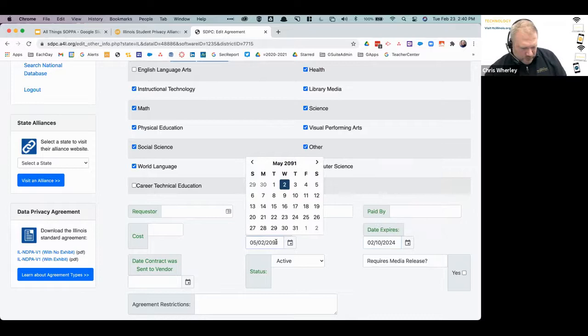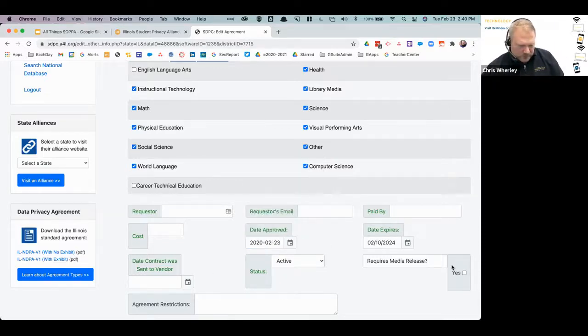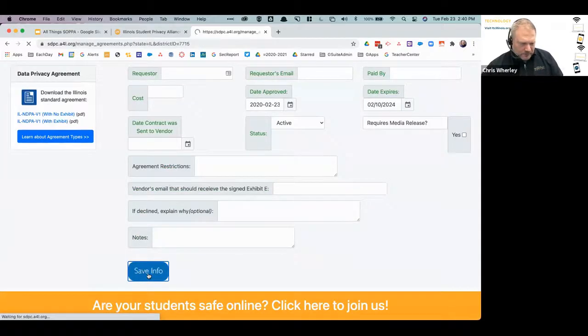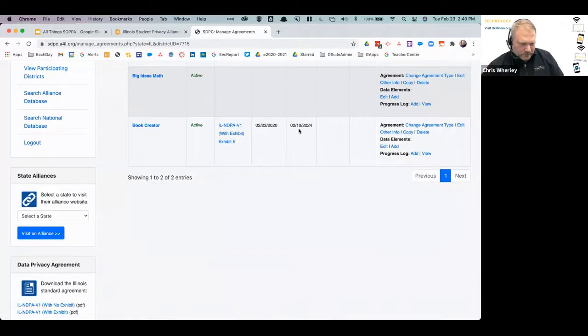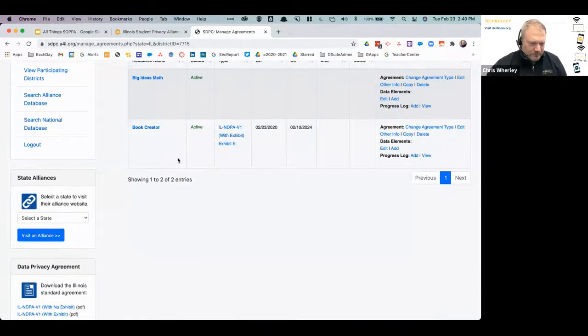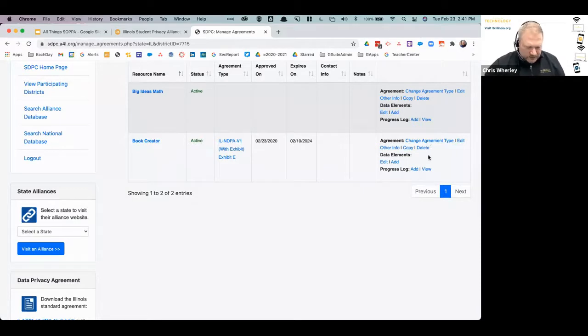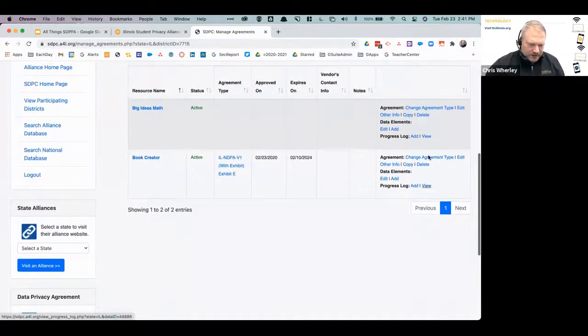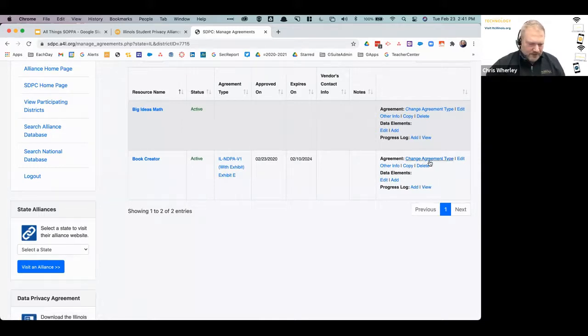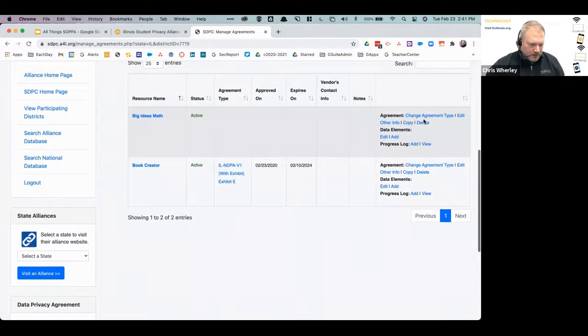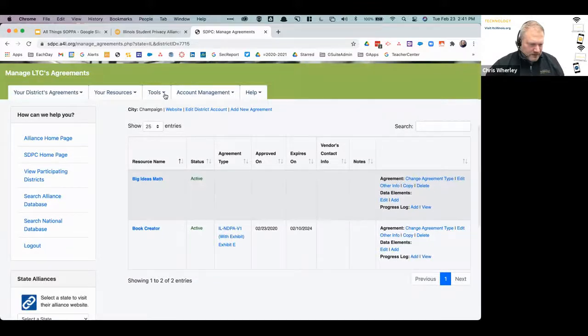Change the date approved. Oh, that was right. I think I entered the dates in wrong. 2020-02-23. And then when I save that, those dates should be updated to reference the right dates. So that's a way to update dates. If you actually have to upload a different agreement file, you would go through that process with change agreement. I showed you where you delete the agreement. So that's a way to look at your agreements and manage them.